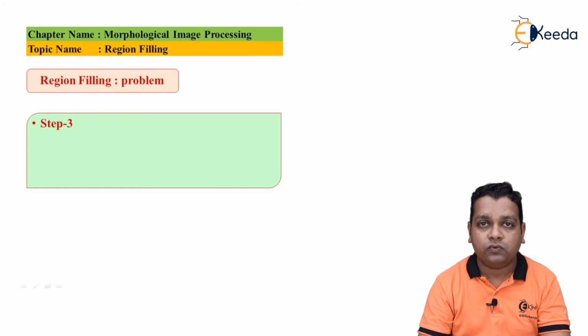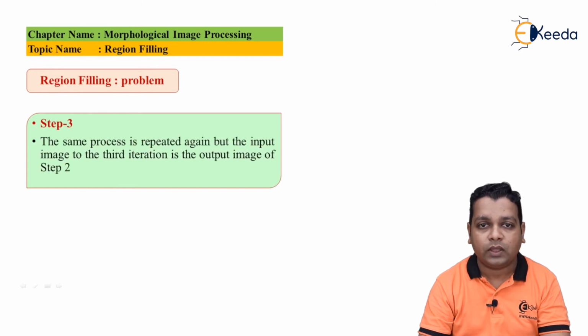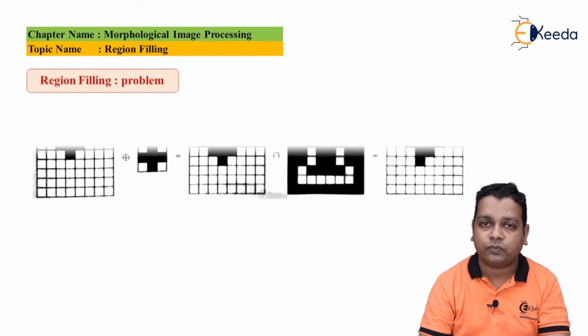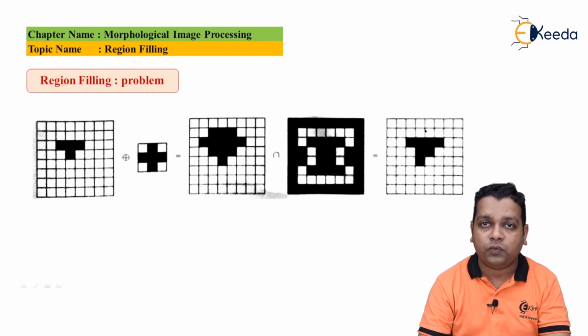After step number 2, we go for solving step number 3. The same process is to be repeated again, but the input image for this iteration should be the output of step number 2. So here we continue with the output that we obtained in step number 2. Now we have the 4 pixels represented in the dark. We perform the dilation operation with the same structuring element, and now the dilated result is further intersected with the complement of the input image. Finally, we find a total of 7 pixels represented in the dark color.